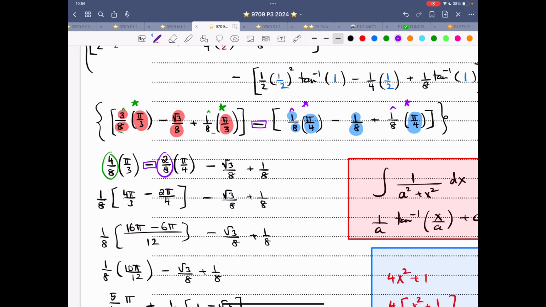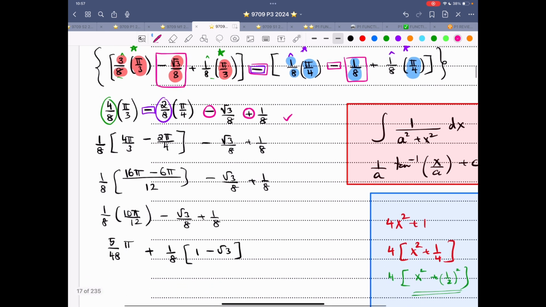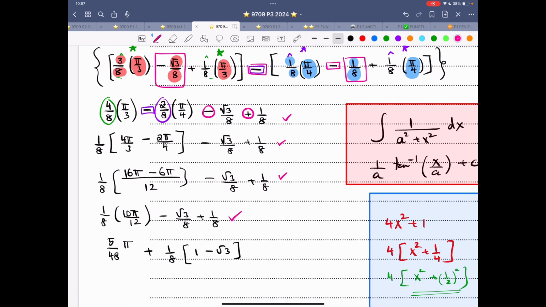This negative sign is over here. Now what is left? This thing is left, negative root 3 over 8. This negative and this negative makes it positive, positive 1 over 8. That is over here, this step, this step, this step, this step, and over here I've just taken 1 over 8 common out. So that is the simple working, that's up till here.